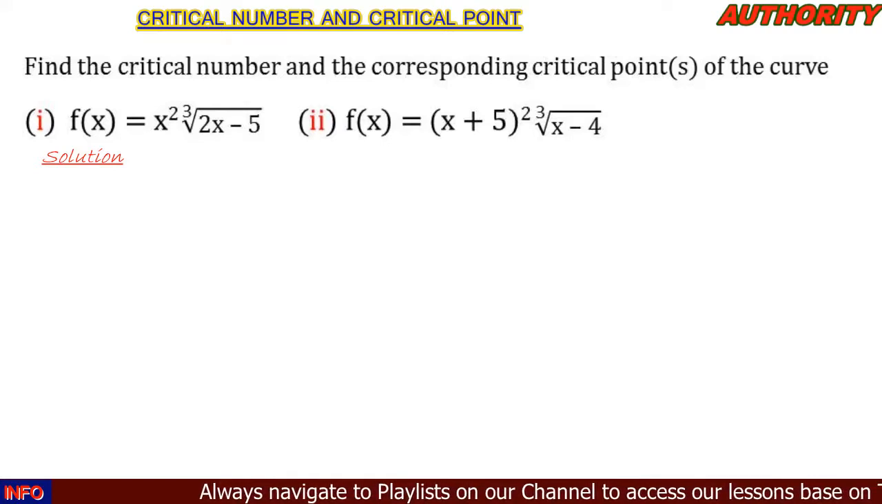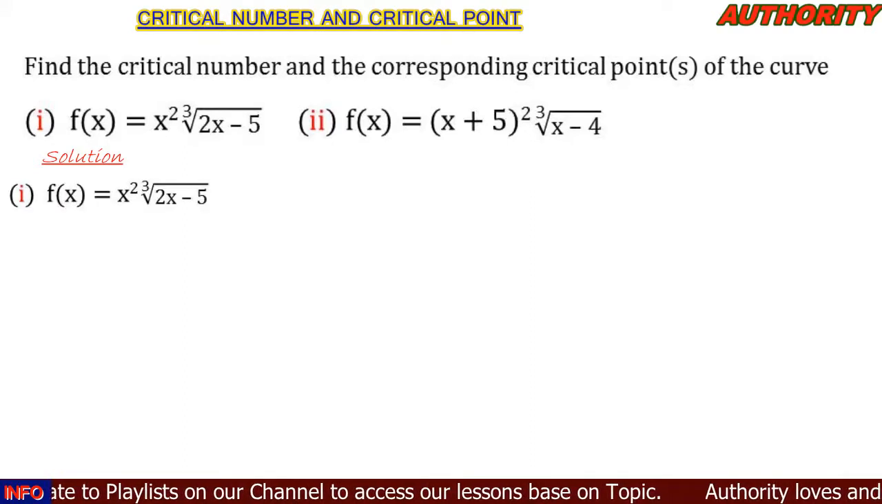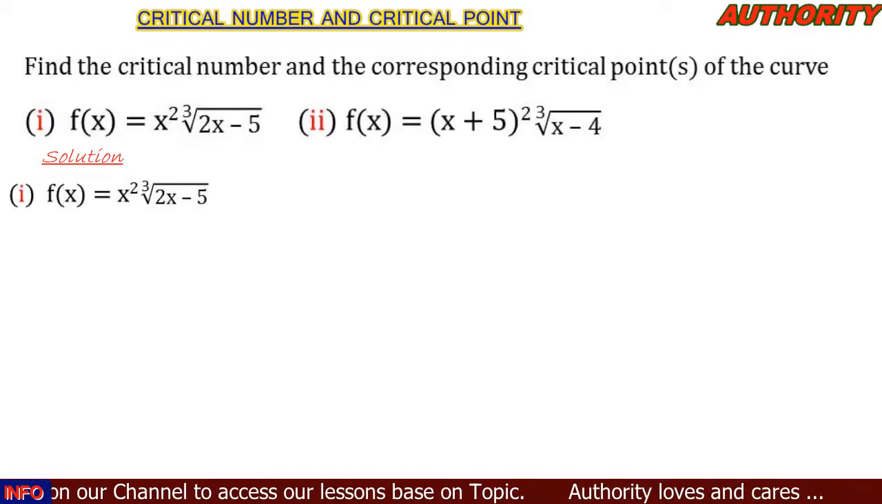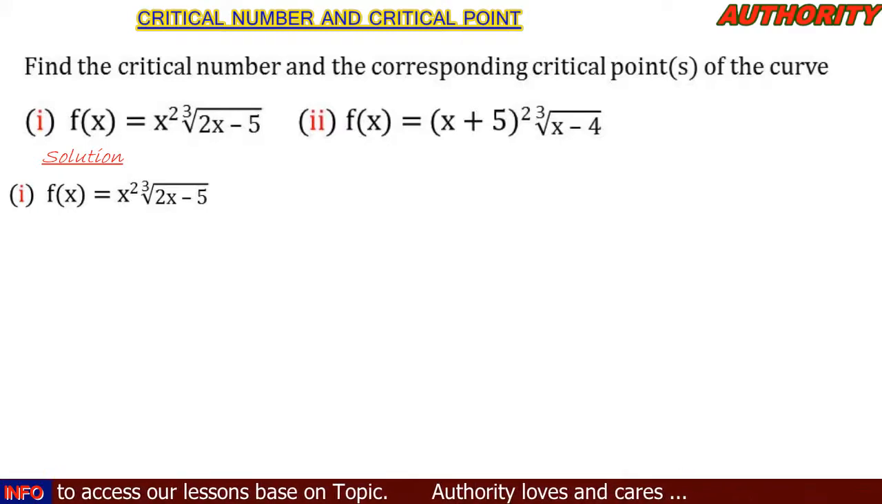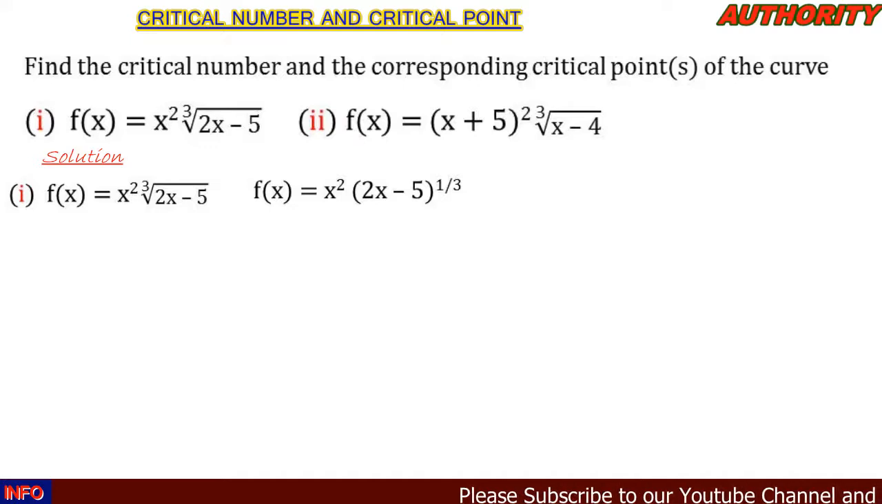But before we differentiate, I want us to do something here. We have a function f of x is equal to x squared cubic root of 2x minus 5. Now this cubic root of 2x minus 5 can be written as (2x minus 5) raised to power 1 all over 3. Here now we are having x squared open bracket 2x minus 5 close the bracket raised to power 1 all over 3 as our function.